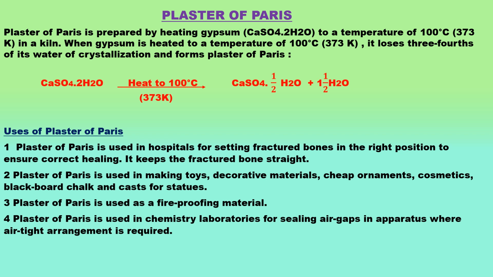Plaster of Paris is used for making surfaces, like the walls of a house, smooth before painting them, and for making ornamental designs on the ceilings of houses and other buildings.